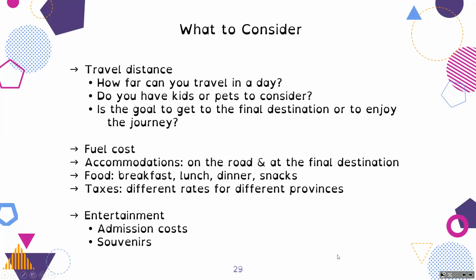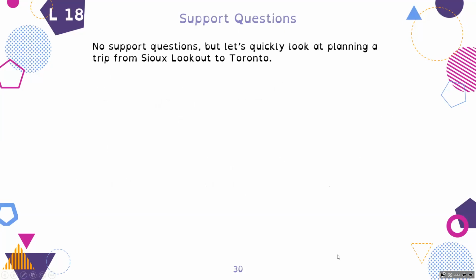You also want to think about entertainment. If you're going on a trip, you are probably going to be spending money on fun and you want to budget for that. So think about cost of admission to get into places, and if you're buying any souvenirs or shopping, you want to plan for all of that. In lesson 18, there are no support questions. You just follow through the questions and hand in all the work that you do.